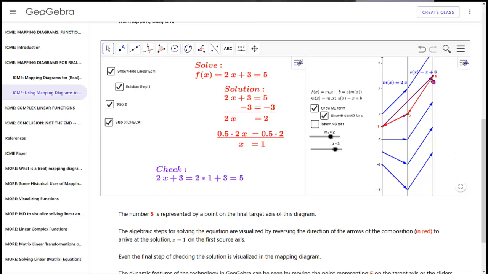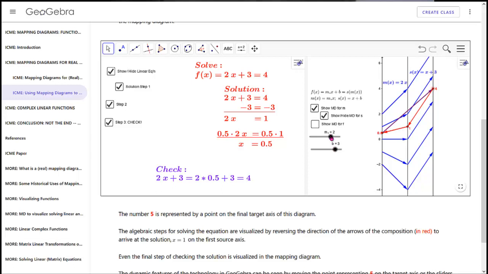Now in GeoGebra, one of the nice features is that I have made it so I can grab the point on the target and change it to 4, and you see that the corresponding algebra on the left is moving with that. So we see a dynamic way to see that the steps here are replicated for any value, 4 or 3 or 2, and the algebra steps would be the same. And the diagram is doing the same thing in its reversal of the maps.